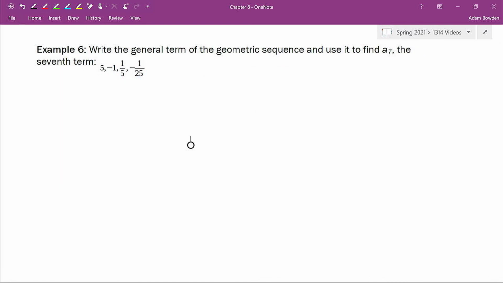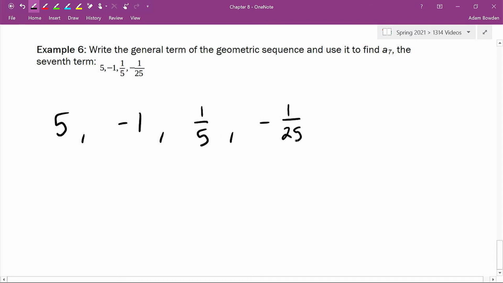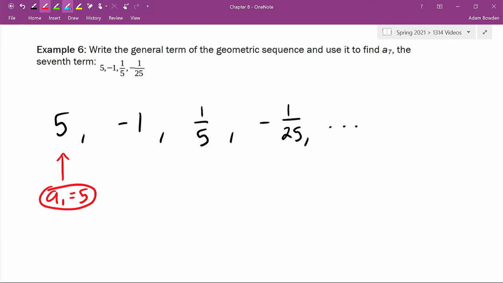On this one, it says, write the general term of the geometric sequence and use it to find a7, the seventh term. And the sequence goes 5, -1, 1/5, -1/25, and so on from there. So as we can see, the first term, again, is a 5. And then we look to see how the numbers are changing from term to term in the sequence.